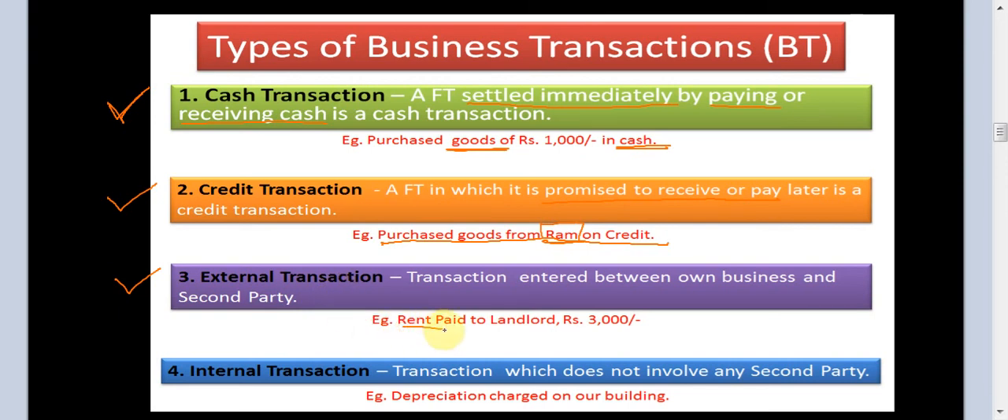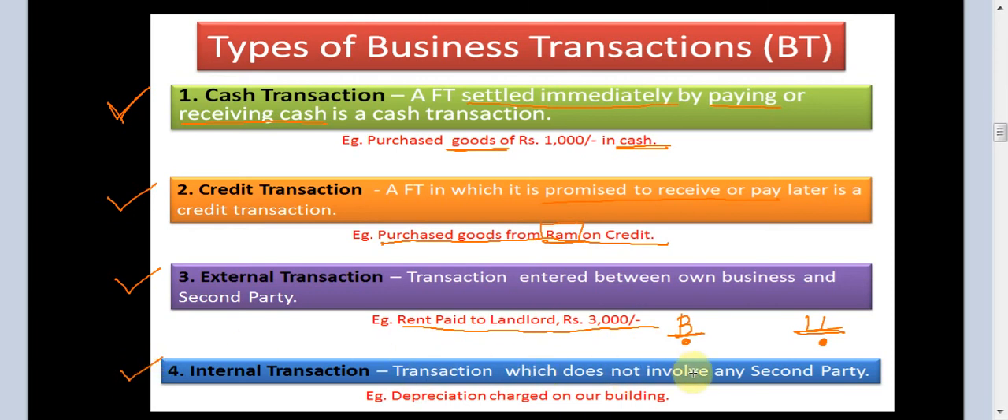Example, rent paid to landlord rupees 3000. So your business is paying rent to the landlord. So one party is your business and the landlord is the outside party. So an external transaction is when the transaction is entered between your business and an outside party, then it is called your external transaction. Now internal transaction.